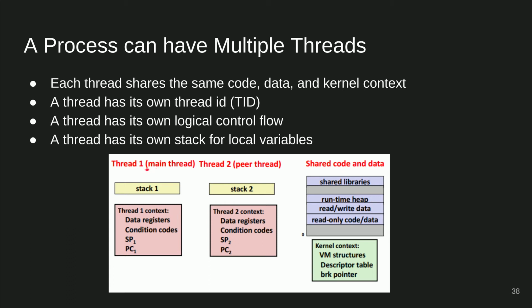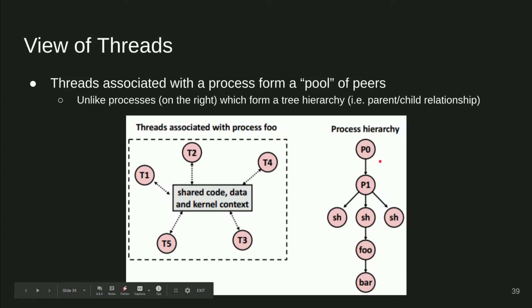So we've got thread 1 and thread 2 here. They each have their own stack. They might have their own registers and so on, but they share all the rest of the program code, all the global variables, everything else, all the memory that you've mallocked and so on. So this is a way to think about threads just at a high level versus processes.